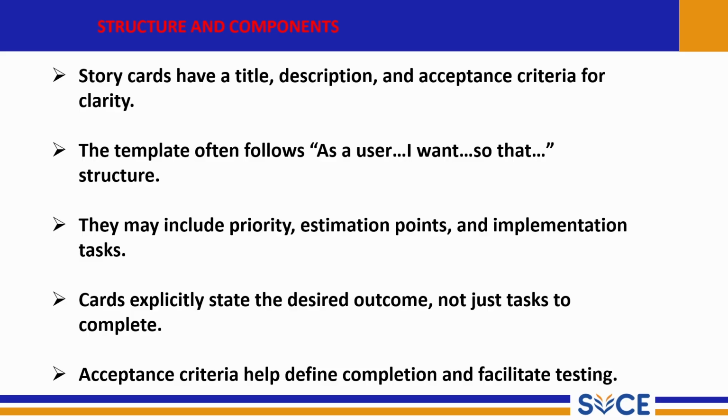Cards explicitly state the desired outcome, not just a task to complete. It focuses on what value is delivered, not just work done. Acceptance criteria help define completion and facilitate testing. Clear criteria ensure that everyone agrees when a feature is done.